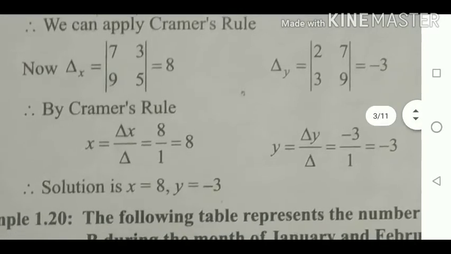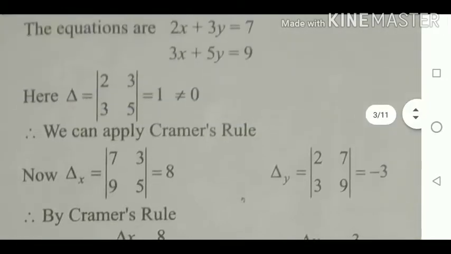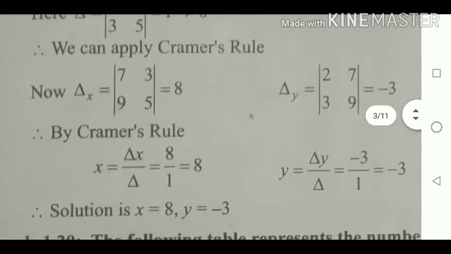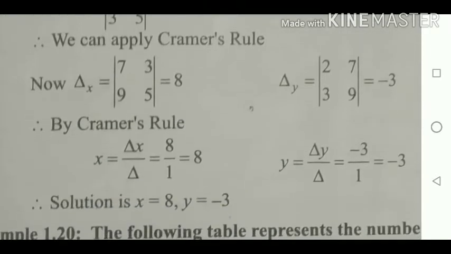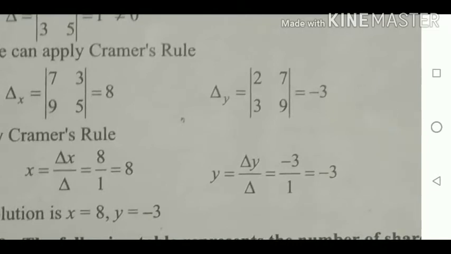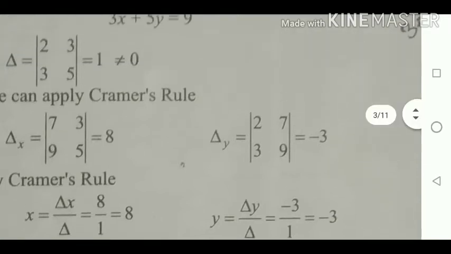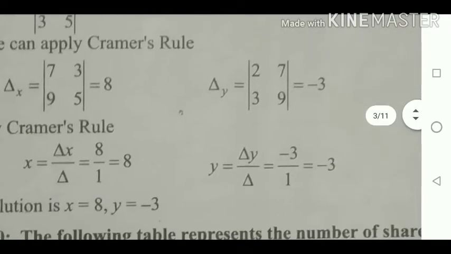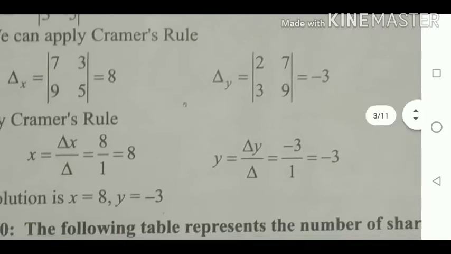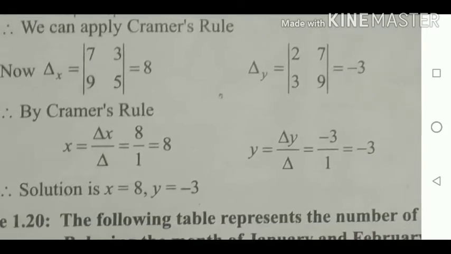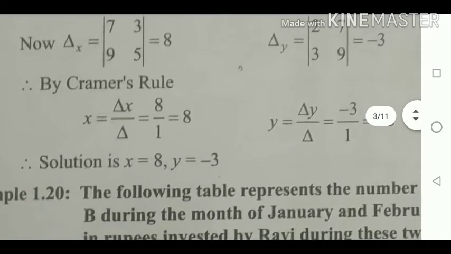Now apply Cramer's rule. x equal to delta x by delta. Delta x equal to 8, and already you found the value of delta equal to 1. So delta x by delta means 8 by 1 equal to 8. Likewise y equal to delta y by delta. The value of delta y is minus 3, value of delta already you found is 1. Therefore minus 3 by 1 equal to minus 3. Therefore the solution is the value of x is equal to 8 and the value of y equal to minus 3. This is the way you are going to find the value of x and y using Cramer's rule.